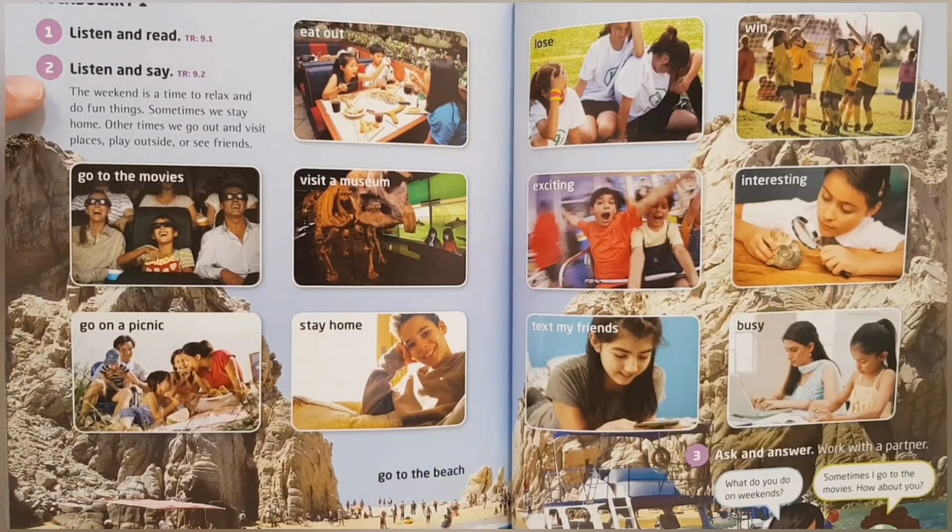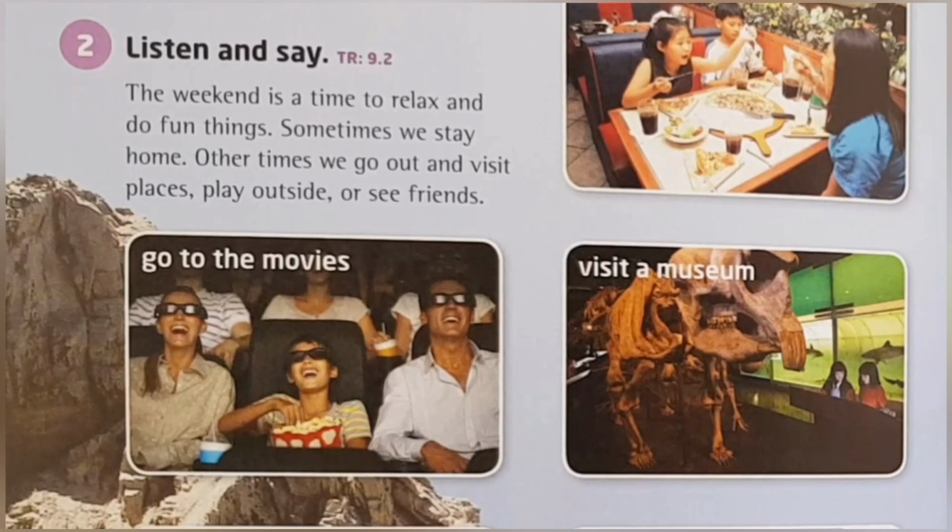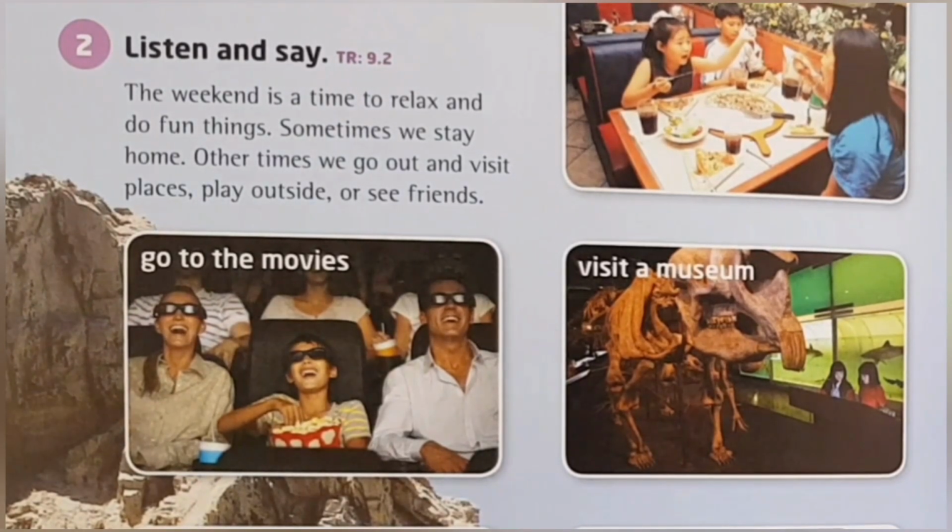First, let's read Activity 2. The weekend is a time to relax and do fun things. Sometimes we stay home, other times we go out and visit places, play outside, or see friends. That was an easy reading. Now let's go to the vocabulary.